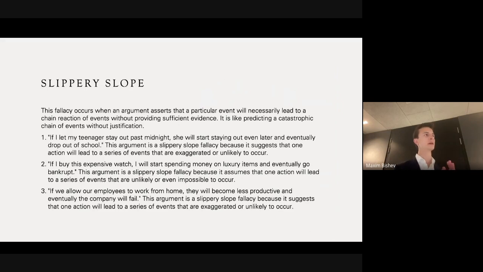So this could more or less apply to issues open to human choice. So I let my teenager stay past midnight. That's just the example I gave. If I buy this expensive watch, I will start spending money on luxury items and eventually go bankrupt. If we allow our employees to work from home, they will become less productive and eventually the company will fail. That's not necessarily a slippery slope fallacy because that's actually saying that there's a link between productivity and working from home, a negative one. You know, that can go either way. It depends on the person, depends on the industry and so on. But those first two are definitely slippery slope. Okay. Did you have a question, sir?